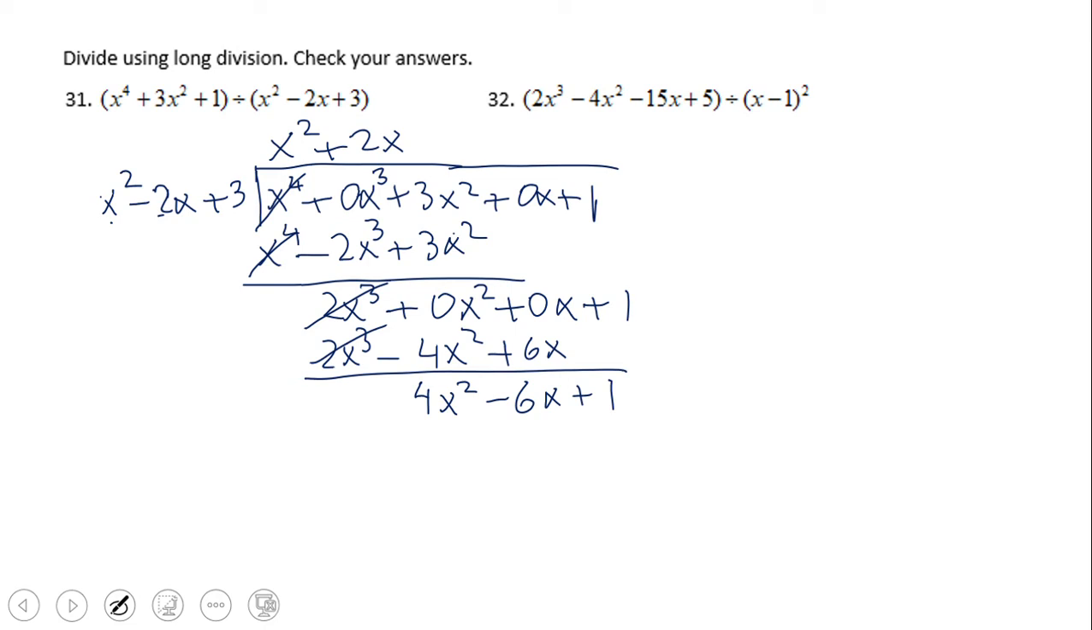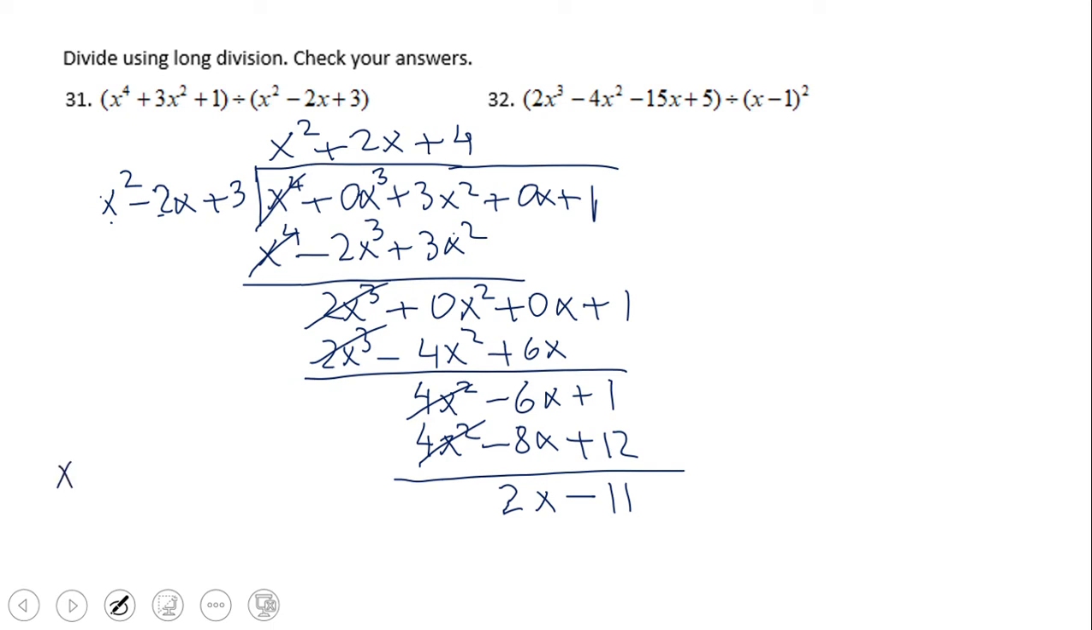And the last step here, what times x squared is going to be 4x squared, and that will be 4. So 4 times x squared, 4x squared. 4 times negative 2x, negative 8x. And 4 times 3, 12. These two cancel out. Negative 6x minus negative 8x, positive 2x. 1 minus 12, negative 11. So the answer of this problem will be x squared plus 2x plus 4 plus, don't forget about that remainder, in this case 2x minus 11, over what you divide by, which is that quadratic.